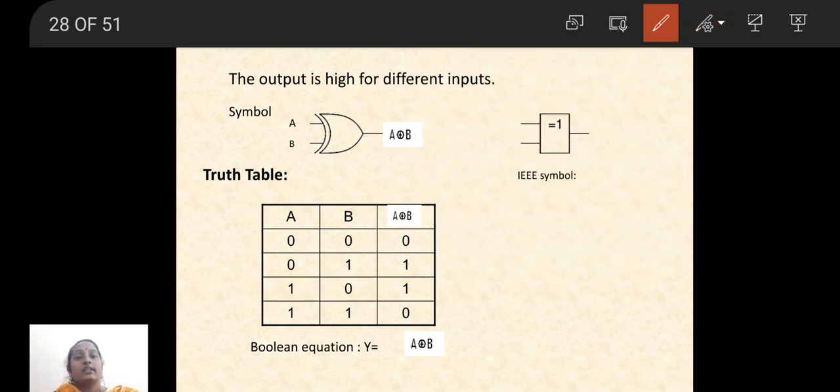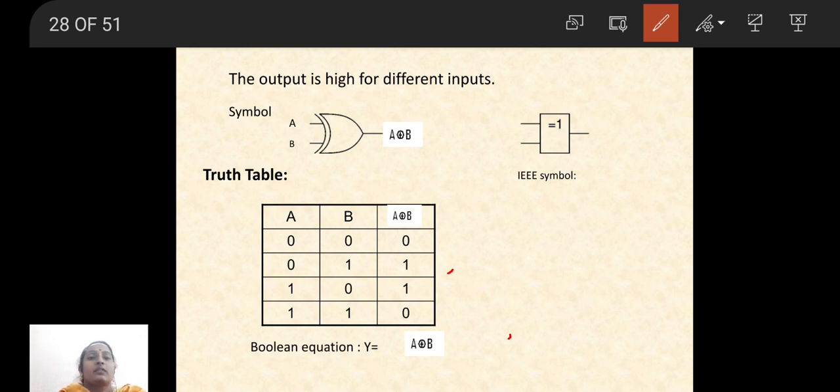A is equal to 0, B is equal to 0, output 0. Both inputs are the same, we are getting 0. Both inputs are different, we are getting 1. But you see, the output is high for different inputs. This logic is not suitable for all truth tables. If the truth table has only 2 inputs, this logic is okay.